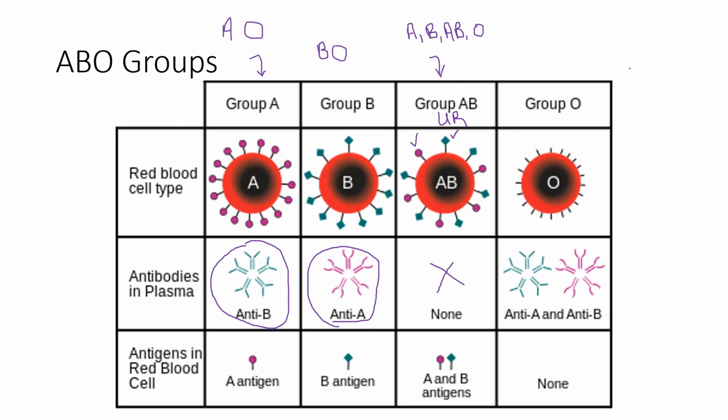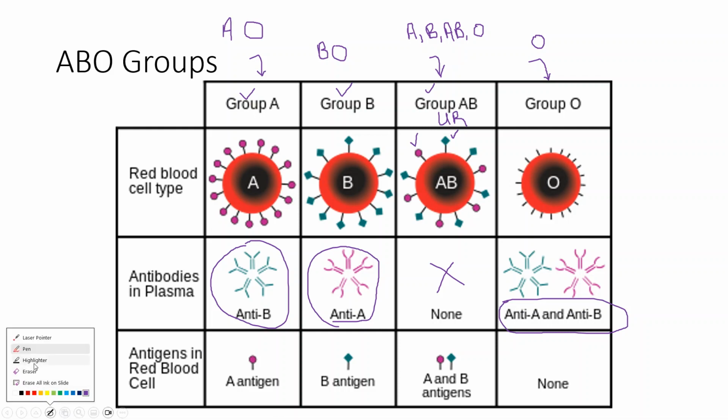Now, for type O blood, who can they receive from? Look at these antibodies down here. They can't receive from anybody that has type A, and they can't receive from anybody that has type B. Well, that cuts out type A blood, that cuts out type B, that cuts out type AB. They can't receive from any of these people. They can only receive from O. That's it. They can only receive from type O blood. So we've identified our universal recipient.